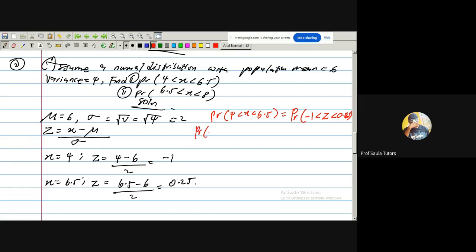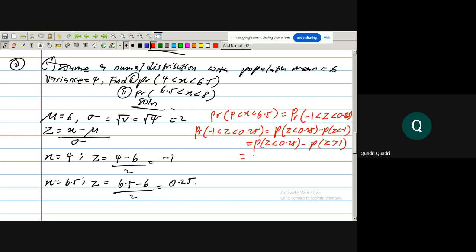So the probability of minus 1 less than z less than 0.25. What would that give? Listen now. It is the probability of z less than 0.25 minus the probability of z less than minus 1. Let me simplify all this. The probability of z less than minus 1 is the probability of z greater than 1, which is 1 minus the probability of z less than 1. So first, the probability of z less than 0.25.